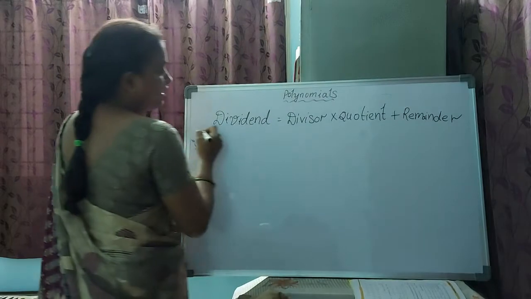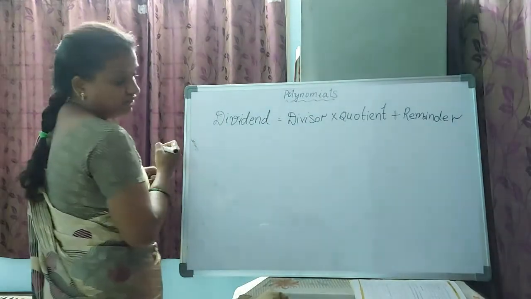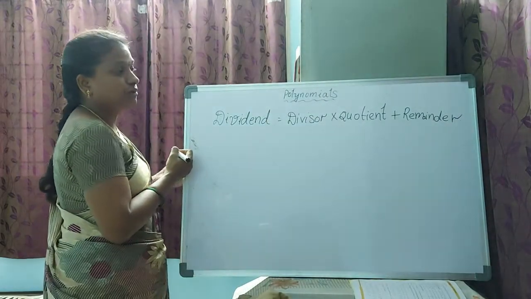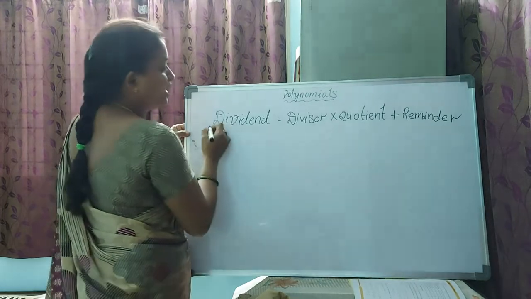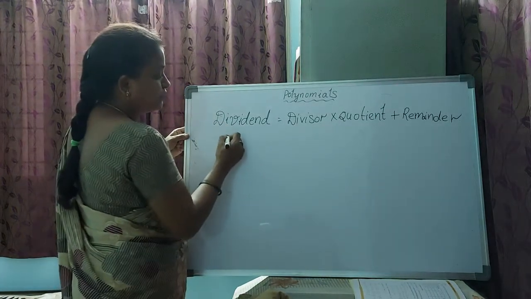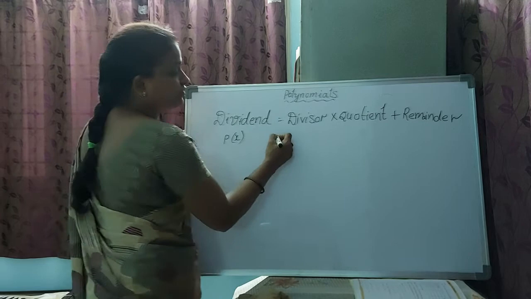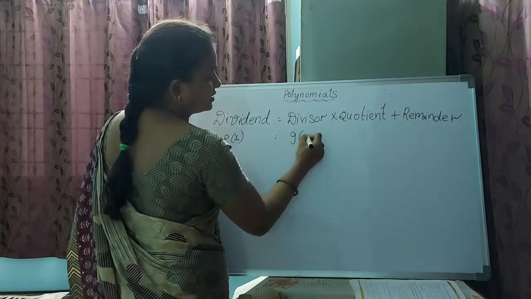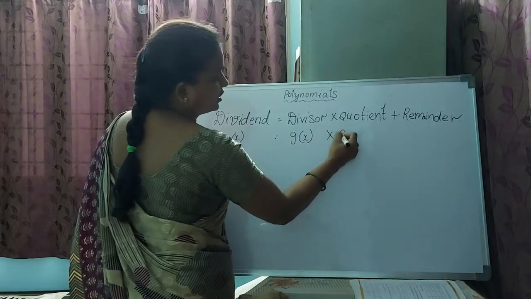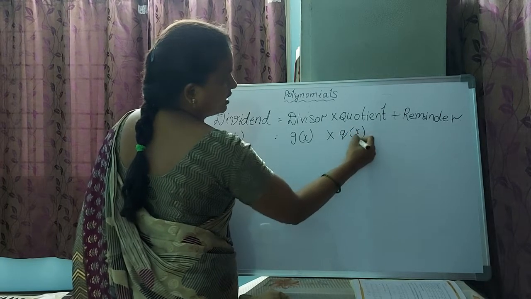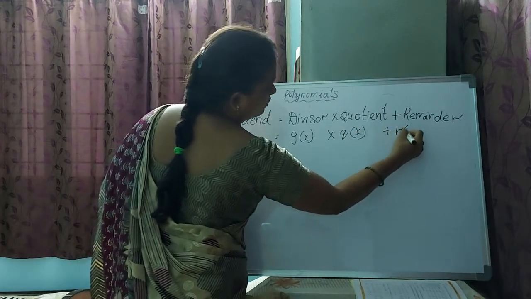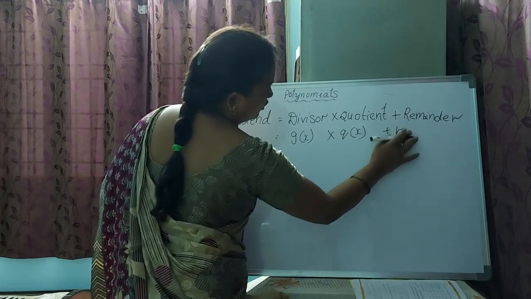This is Euclid's division lemma, or division algorithm, for polynomials. In the same way, instead of dividend we keep p of x, instead of divisor we keep g of x, instead of quotient we keep q of x, and remainder r, just r only.